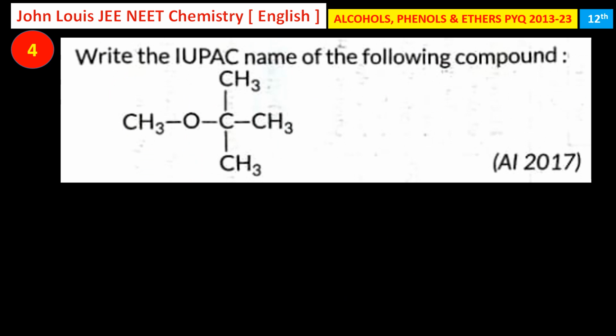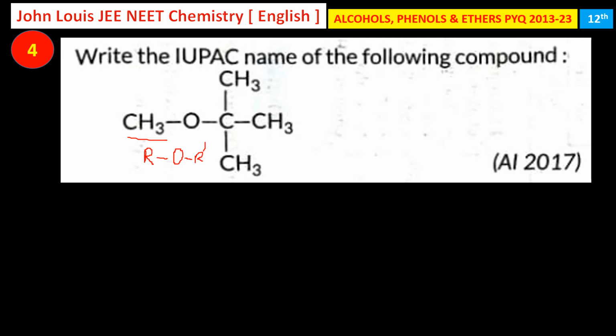The fourth question in the alcohol chapter is: write the IUPAC name of the following compounds. If you look at this one, this is an ether. See this CH3, you can take it as R bonded to O, and this group you can take as R dash. So this is one of the ether compounds. So how to name this one?